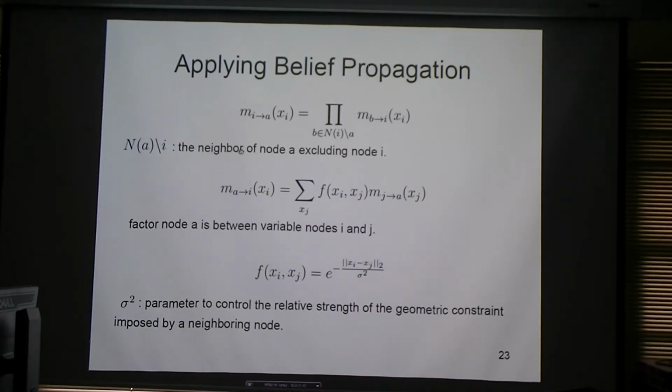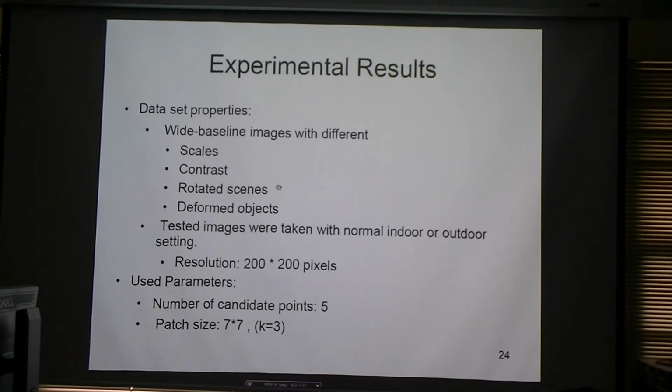At the end of the belief propagation method, we remove the bad candidate points and keep the best candidate points for each pixel. Then we can select and divert the reference image to the test image. Now I want to show some experimental results and some pictures.